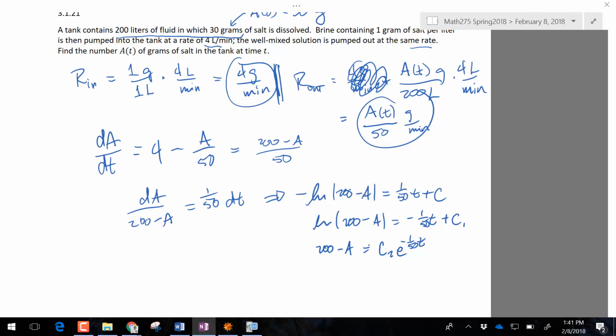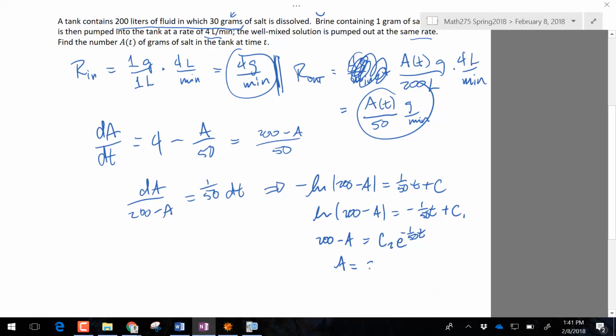All right, we are solving for A. So A is equal to, bring the A on the other side, it would be negative, and then change it, it'll be positive, and then this will be negative. And then, what was the initial amount again? A of 0 is 30. So we got 30 is equal to 200 minus C2 e to the minus 1 over 50 times 0. Well, that doesn't matter, 0. So C2 is equal to what? 170?